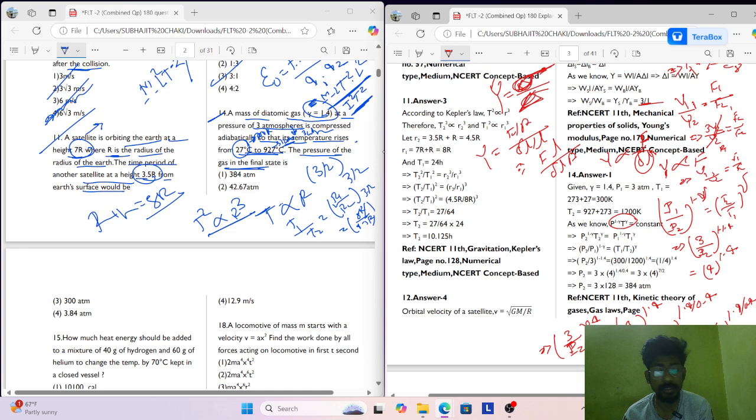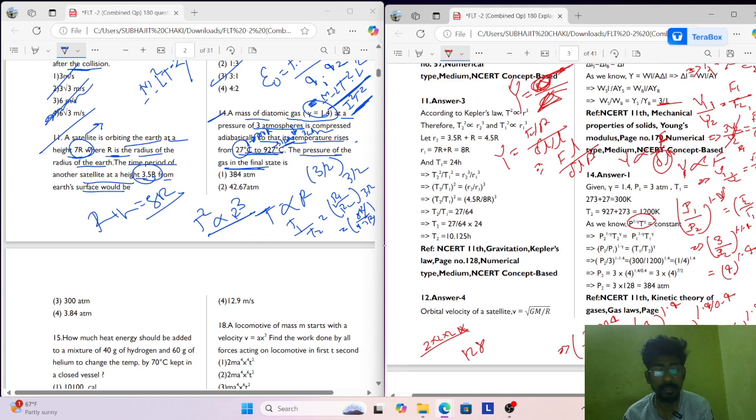So 1.4 divided by 0.4 means 7 by 2. So 4 to the power 7 by 2. The power of half means root, so root over 4 will be 2, and 2 to the power 7 equals 128. 128 into 3 will be 384. So therefore the answer will be 384.